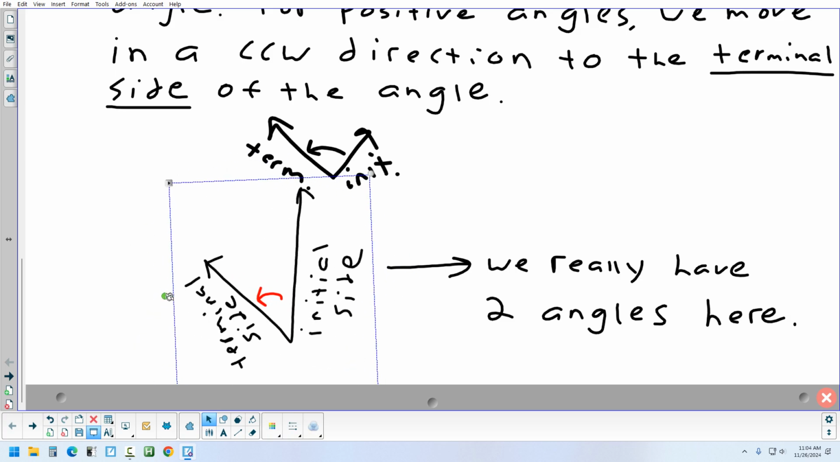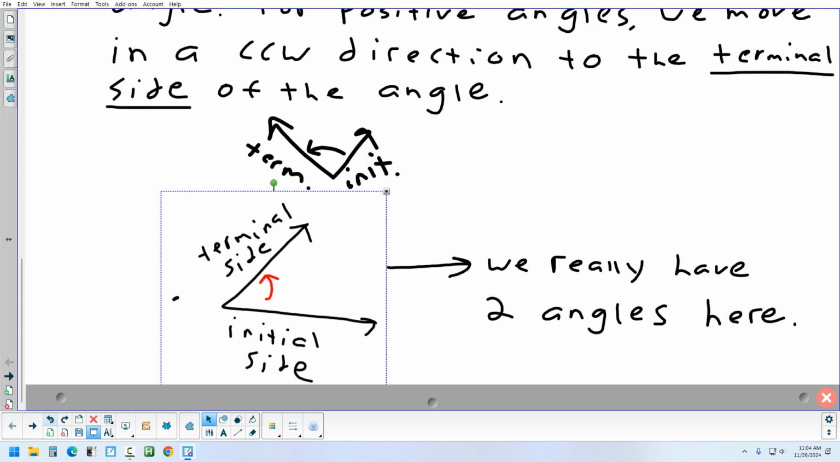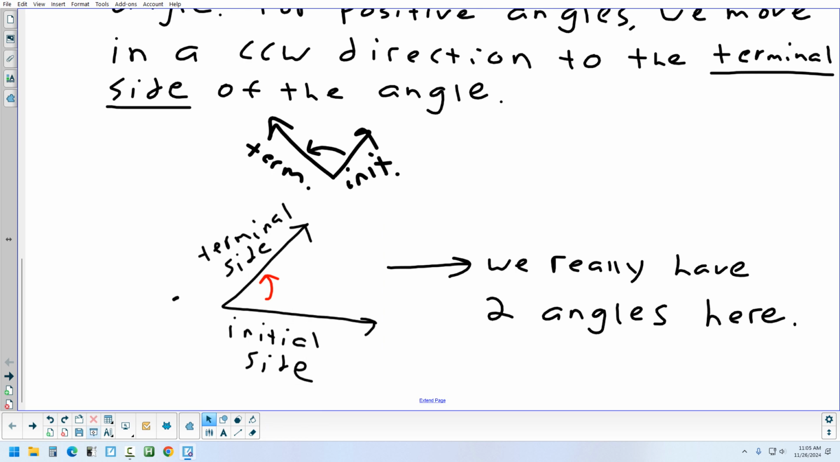Okay. The one that's pointing more vertical, that's still the initial side. And as you rotate counterclockwise, you would end at the terminal side. So any question on how to figure out which side is initial and terminal? Okay.